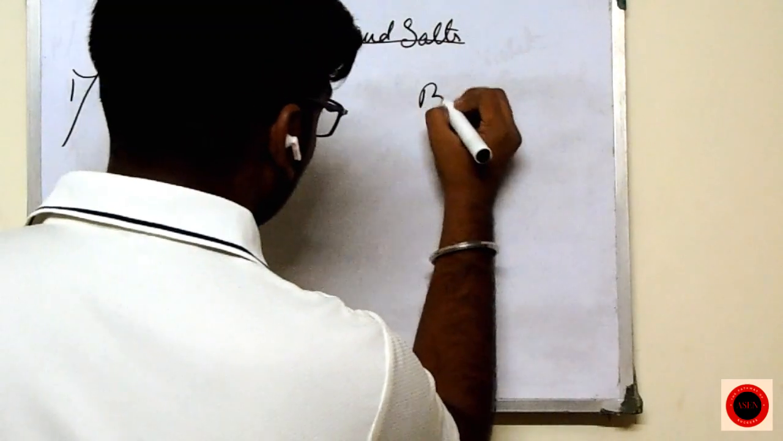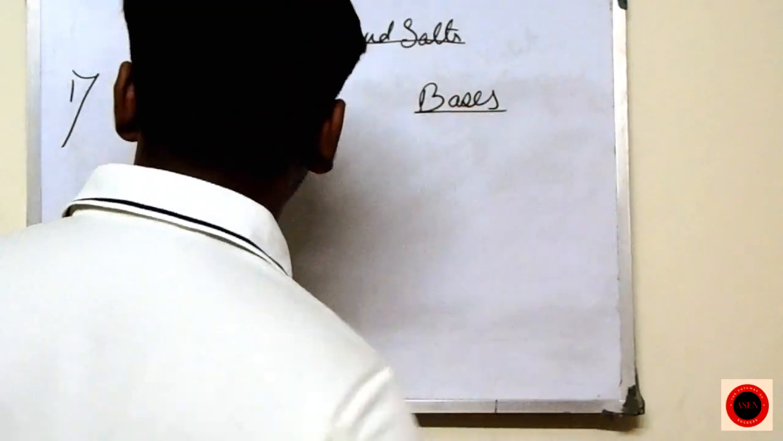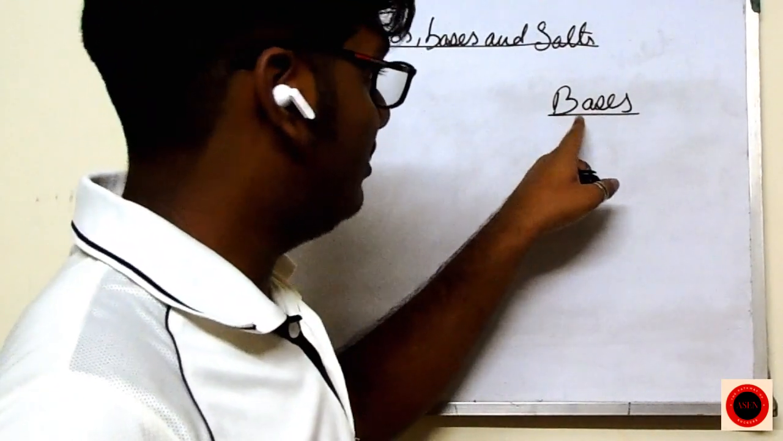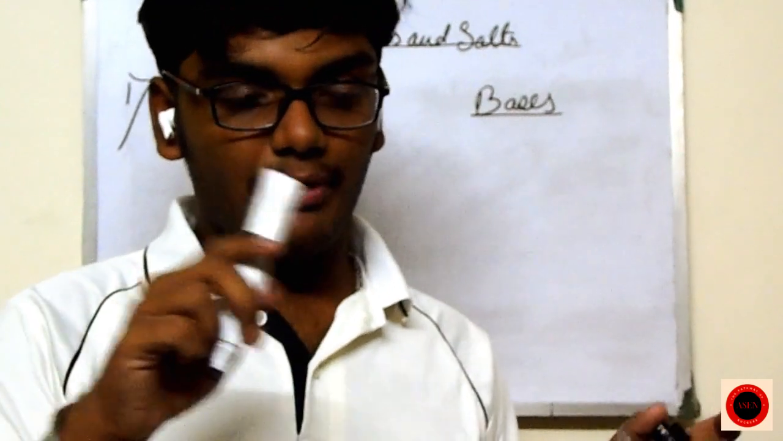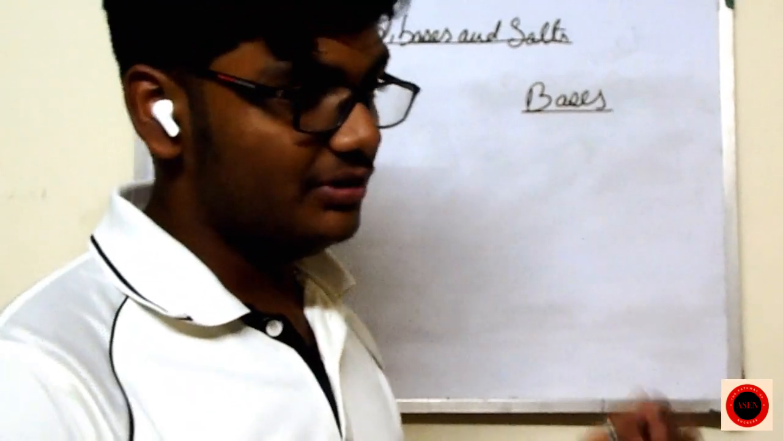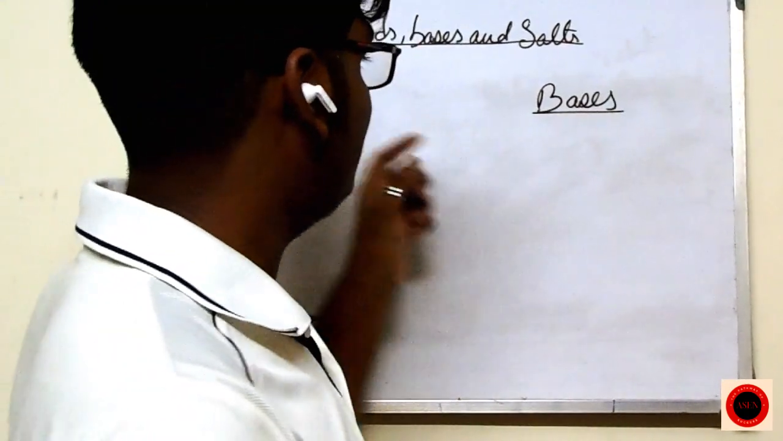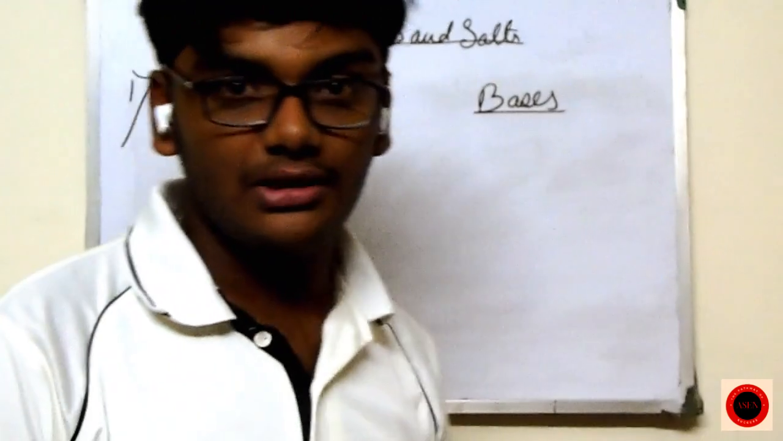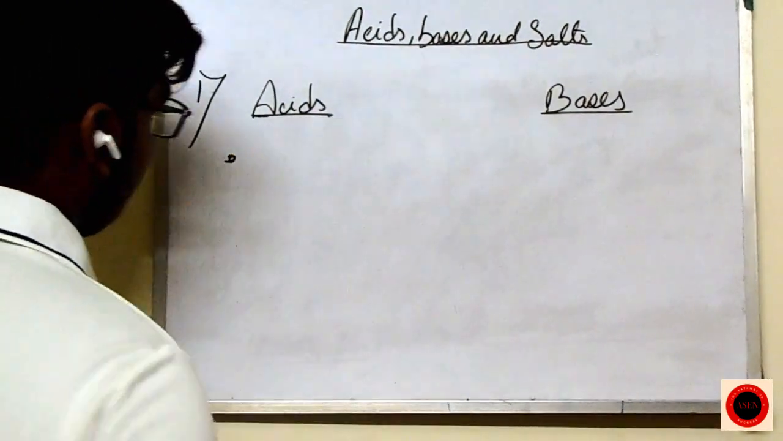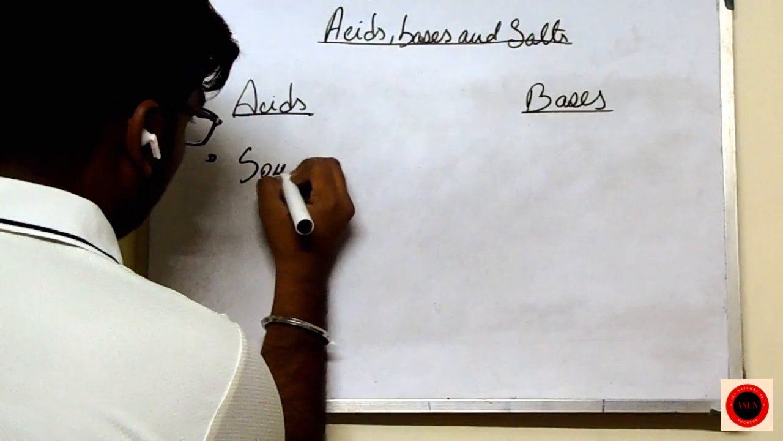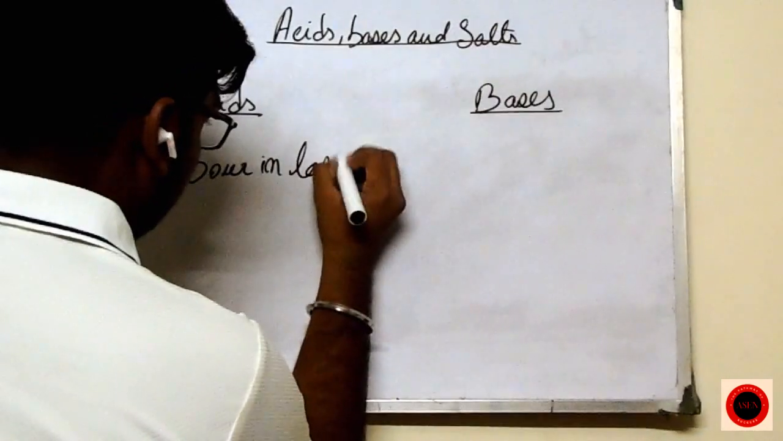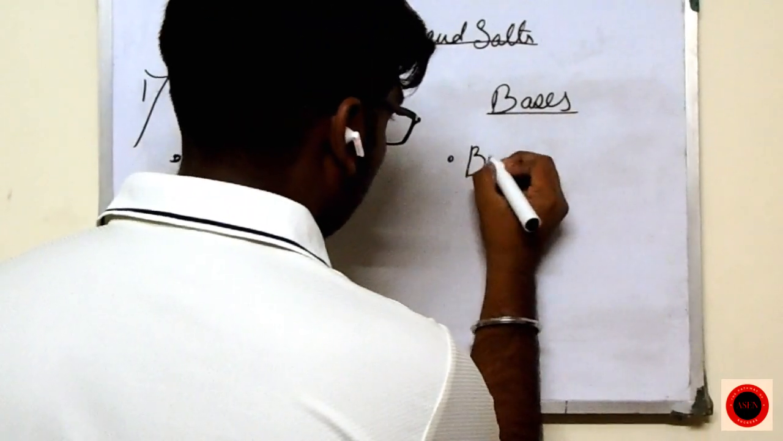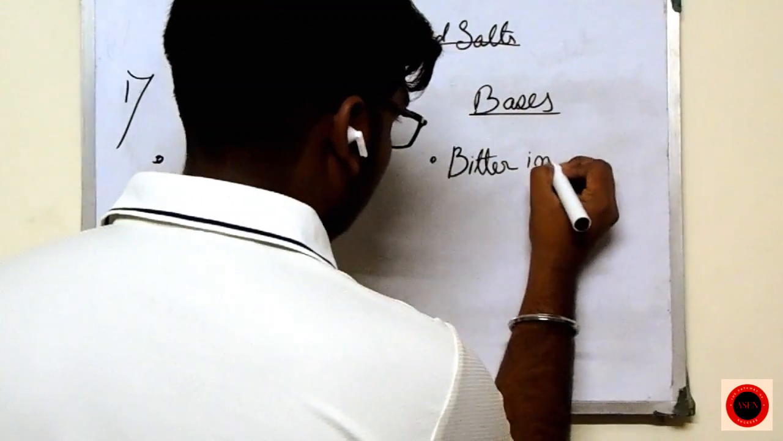Acids are sour in taste, and bases are bitter in taste. Between the tastes, the first difference states what substance is in acidic medium and what substance is in basic medium. So the first point: acid is sour in taste and base is bitter in taste.